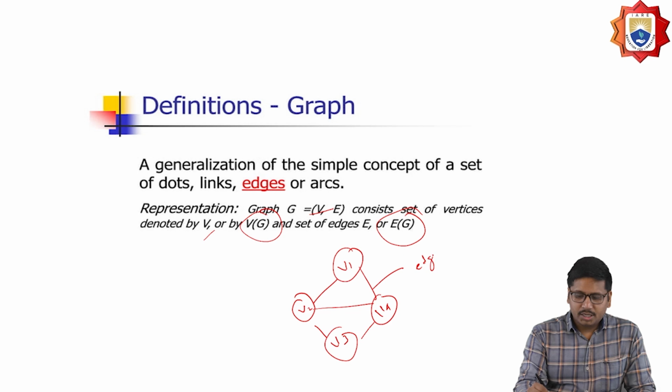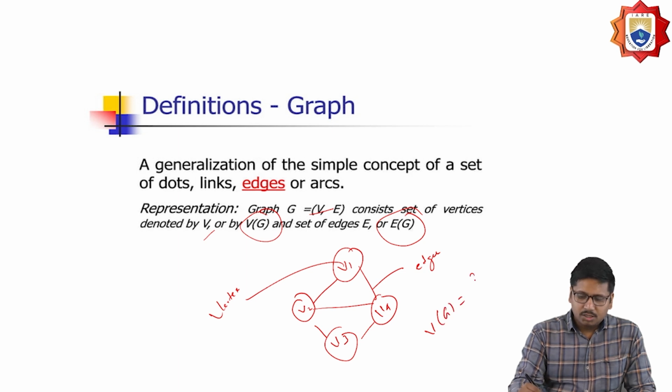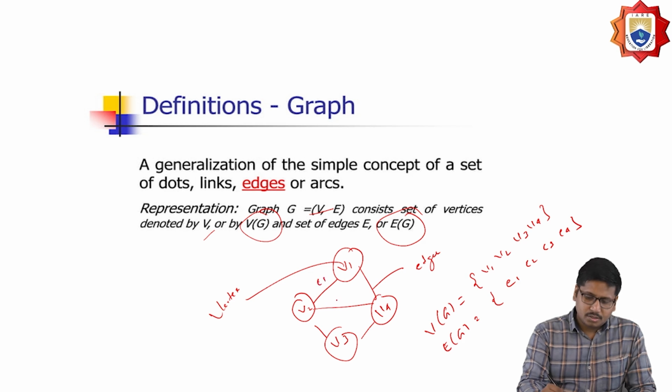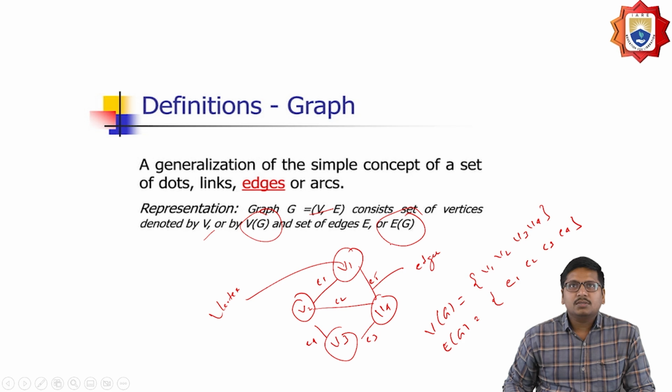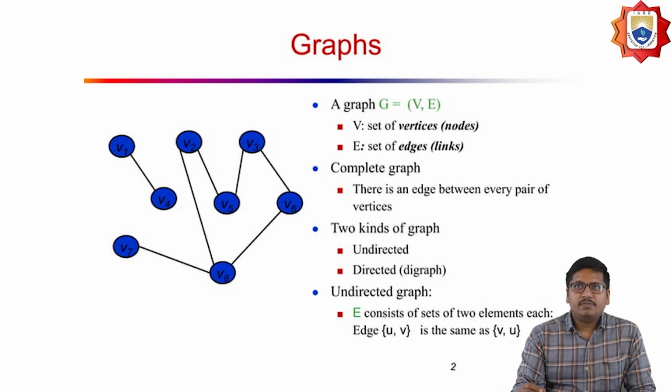This one we call an edge, and this one we call a vertex. The vertex set is the collection of all the vertices, and the edge set is the collection of edges. So these are the representations of the graph. A graph is nothing but a set of vertices, which we call nodes, and a set of edges, which we call links.